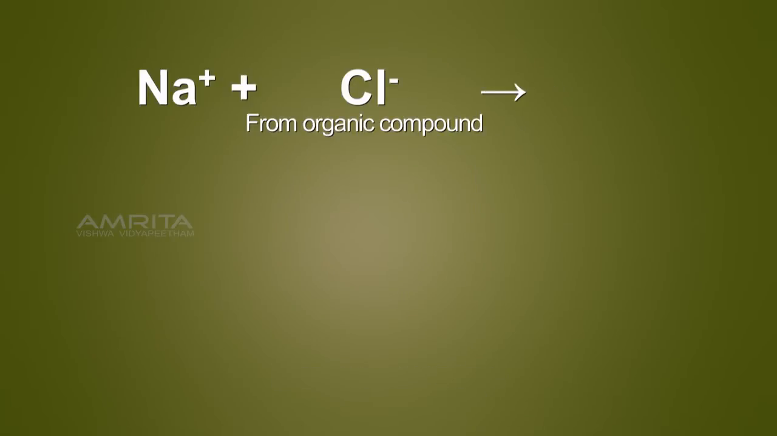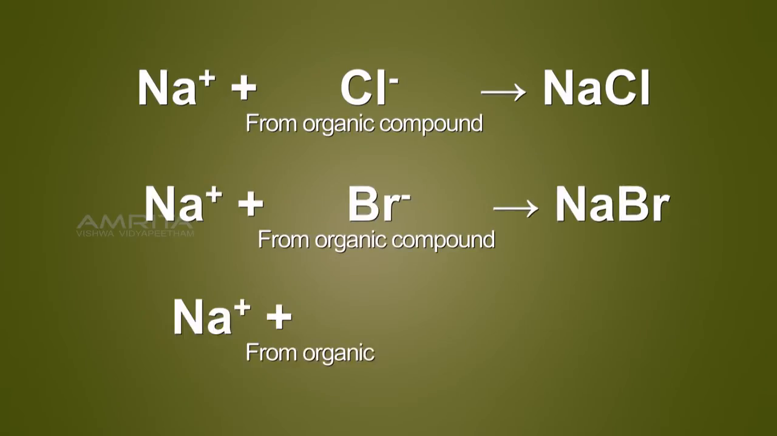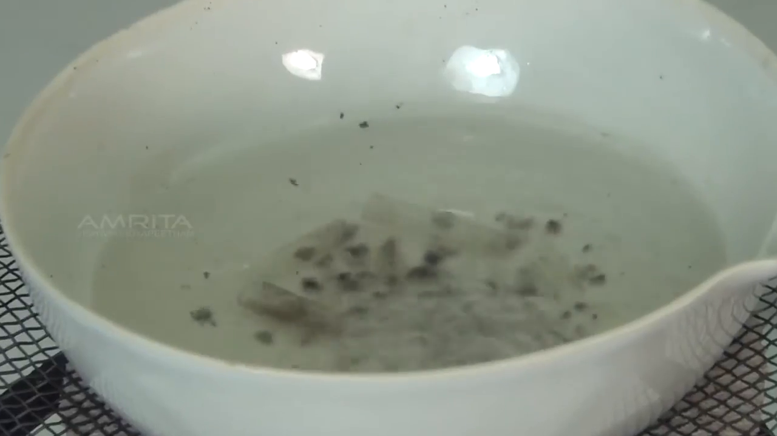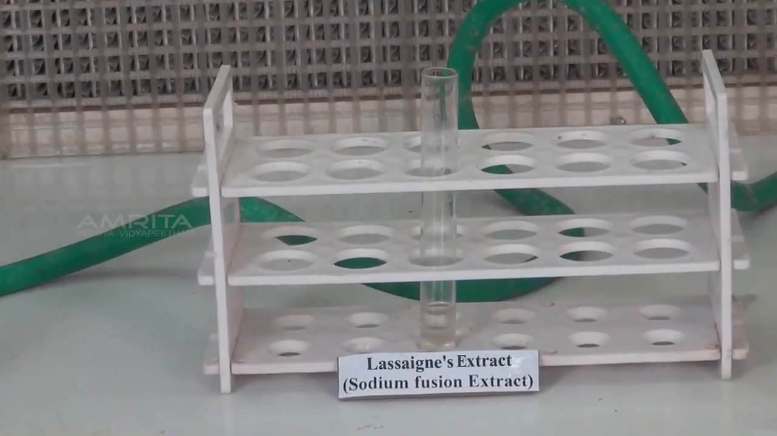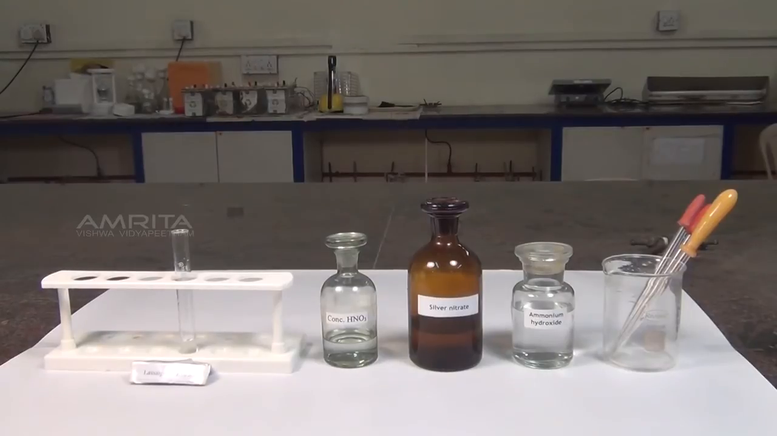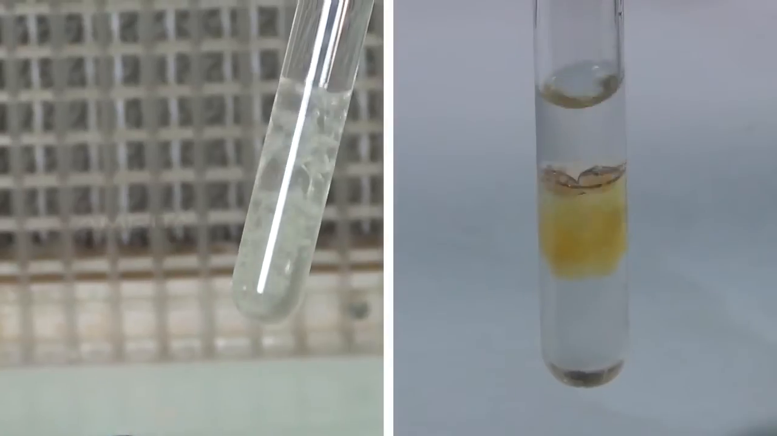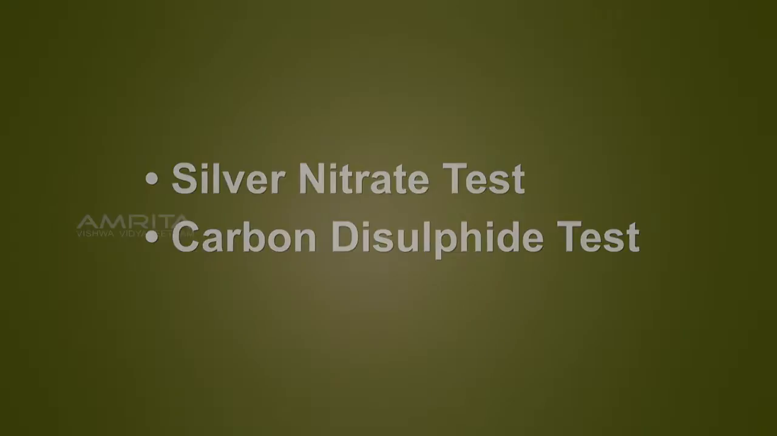Upon fusion with sodium metal, the halogens in the organic compound are converted to ionic sodium halides. Ionic sodium halides can be extracted by boiling the fused mass with distilled water and are used for the detection of halides. Our aim here is to detect the presence of halogens in an organic compound. There are two tests to detect the presence of halogens. They are the silver nitrate test and the carbon disulfide test.